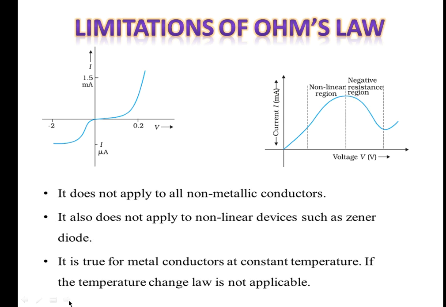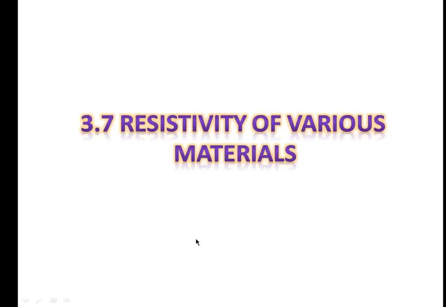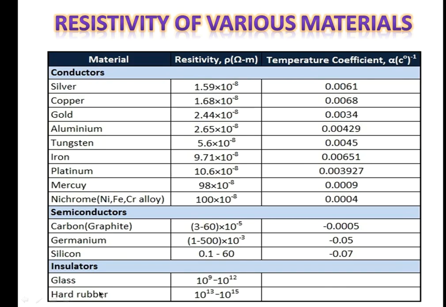Now let us get into the next part of this chapter, which is nothing but 3.7, resistivity of various materials. We are going to look at the resistivity of various materials. Obviously different materials will have different nature of electrons associated with them. Because of that, their resistivity will also vary, right? So that's what exactly we are going to do. You could able to see the resistivity over here.